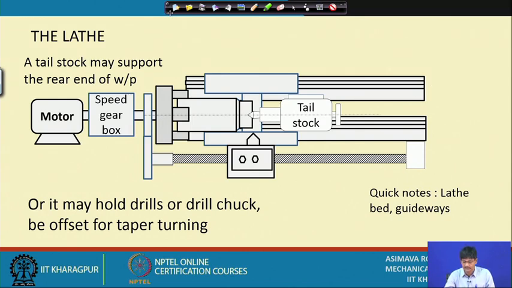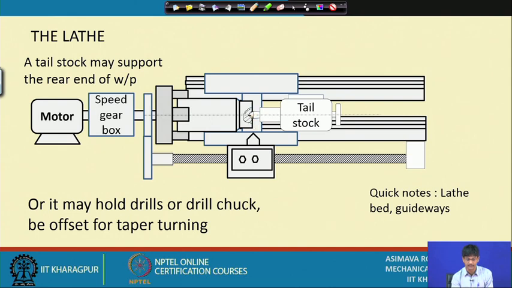We also have another very important machine element, which is called the tailstock. You can see the tailstock is drawn in white color here to make it conspicuous so that we can notice it. And how does it come into the picture? You will find that we have made a skin section here to show that the rear end of the workpiece is having a hole.